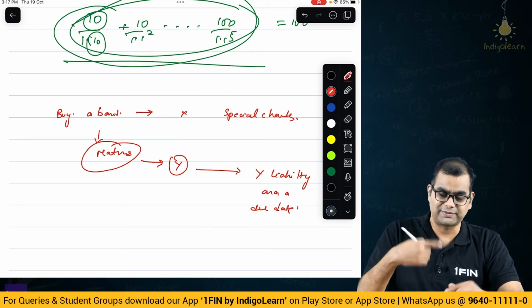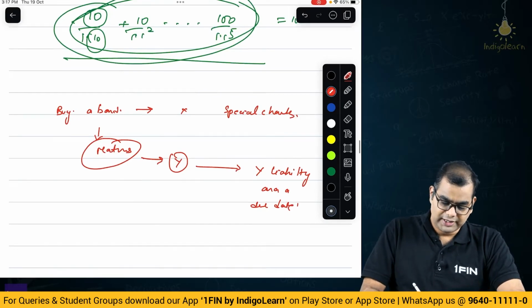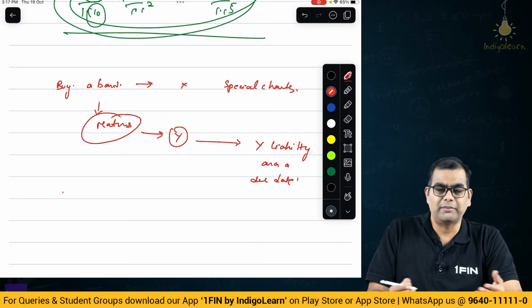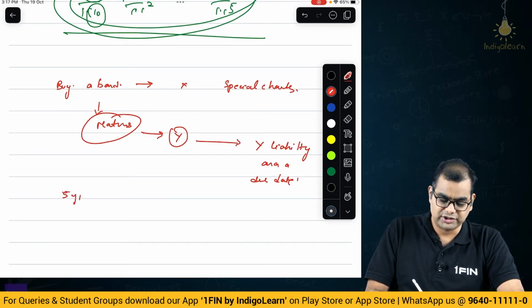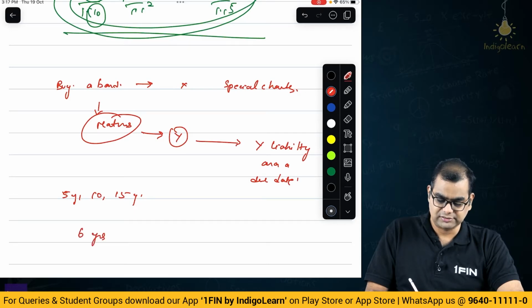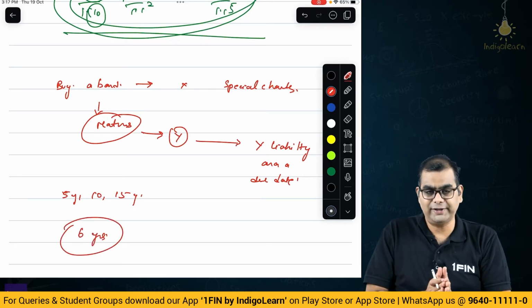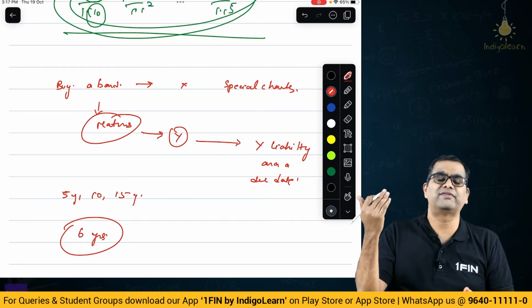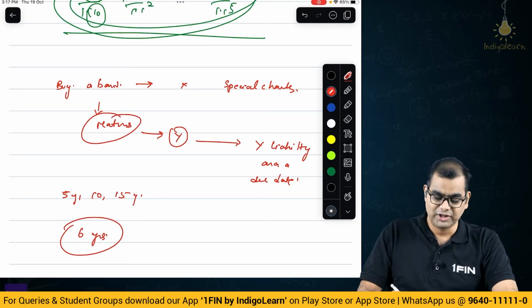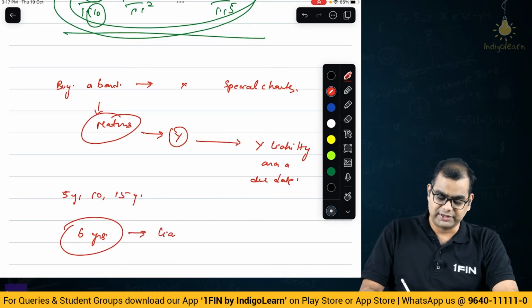So, just to explain this further, let us say in the market there are 5-year bonds, 10-year bonds, 15-year bonds, so on and so forth. However, you have a liability which is exactly 6 years. You have money today, you have a liability that you need to pay after 6 years. Think of it as some PF, pension, gratuity, whatever it is, there is some liability. After 6 years, you have a liability, but you have some money today.